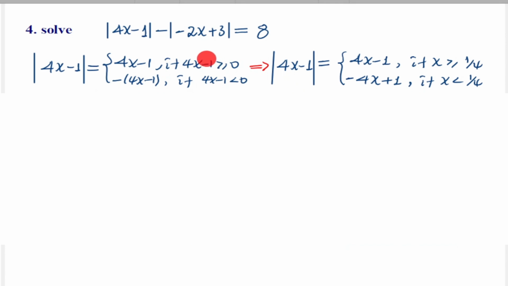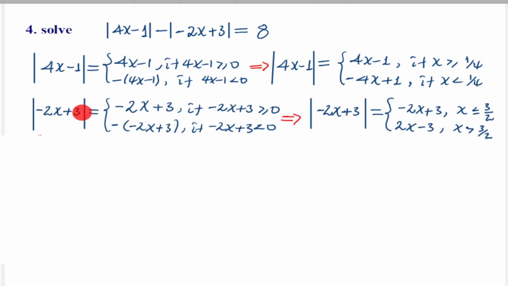When we solve for 4x, we bring 1 to the right, we get positive 1. Then divide by 4, we get x greater than or equal to 1 over 4. And when we solve it again, we get x less than 1 over 4. The absolute value of minus 2x plus 3 is equal to minus 2x plus 3 if minus 2x plus 3 is greater than or equal to 0, and minus of minus 2x plus 3 if minus 2x plus 3 is less than 0.